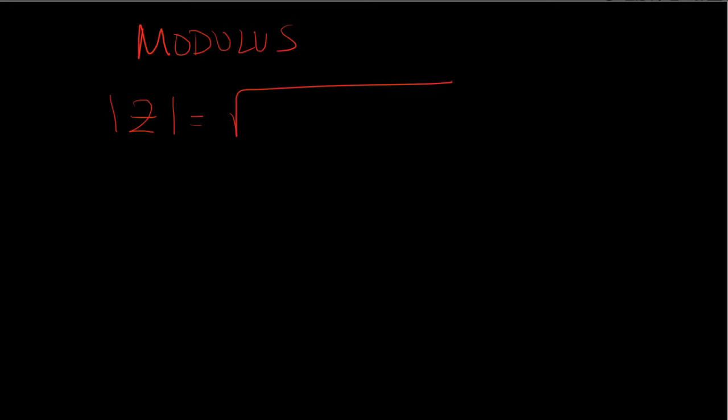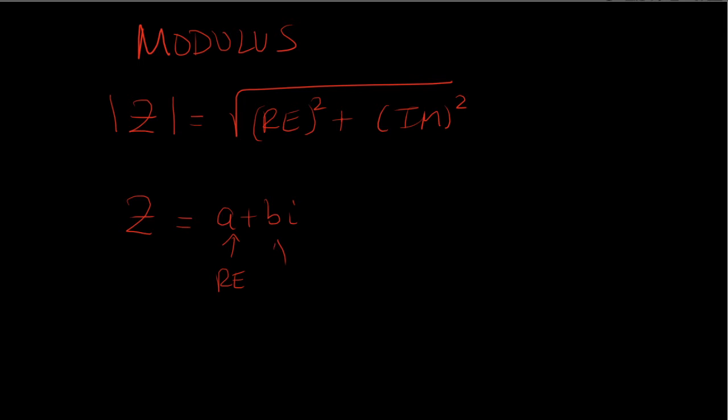So in this video, we're going to be looking at the modulus and how to graph complex numbers. The modulus will be represented with the absolute value symbol, and this is simply the square root of the real part squared plus the imaginary part squared. So z, in standard form, is a plus bi, where a is the real part and b is the imaginary part.